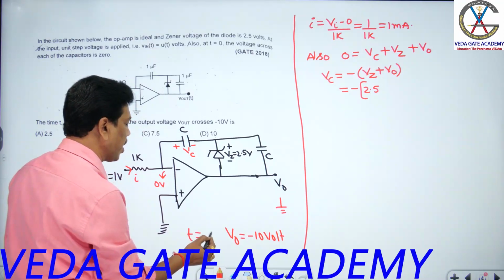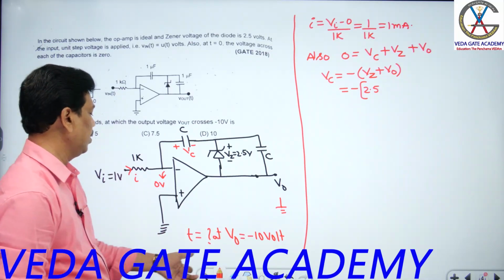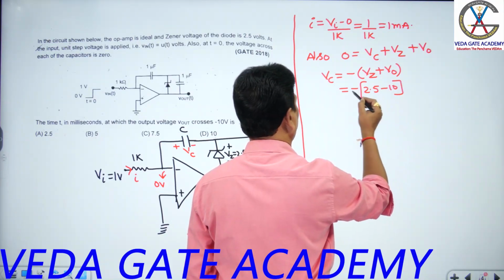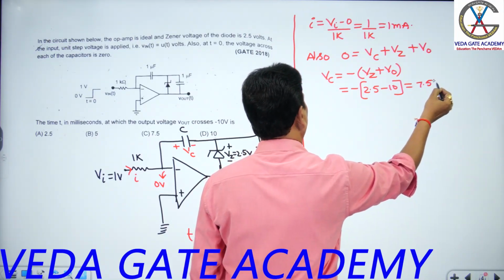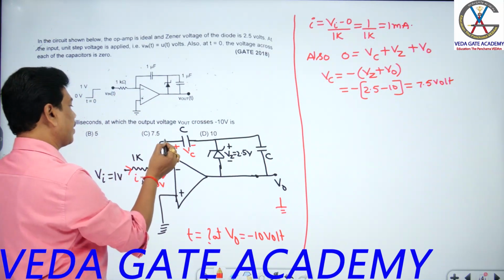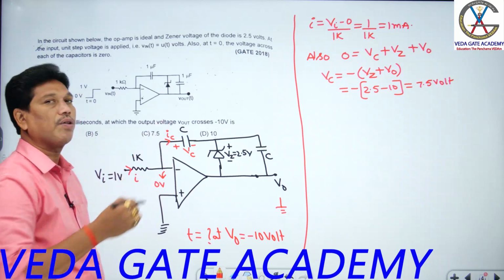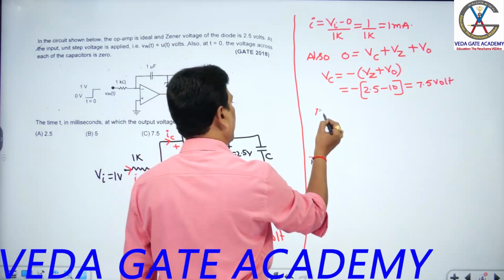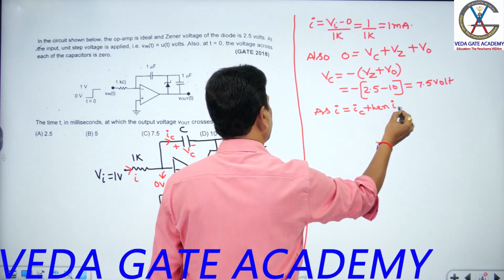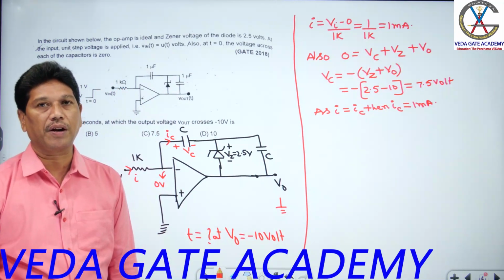So it is asking for the time t at which V0 crosses minus 10 volt. So V0 equals minus 10, you can call. So this is minus 7.5, that equals 7.5 volt. Confirm. Sir, what is this current I? The current passing through the capacitor is also the same. Why, sir? No current passes between the input terminals. So as I equals IC, then IC must be 1 milliampere. Confirm now, students? IC must be equal to 1 milliampere.